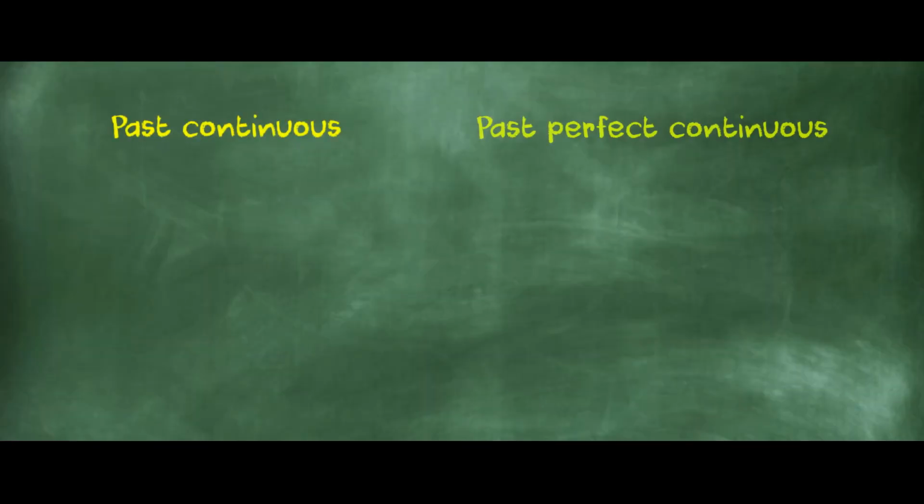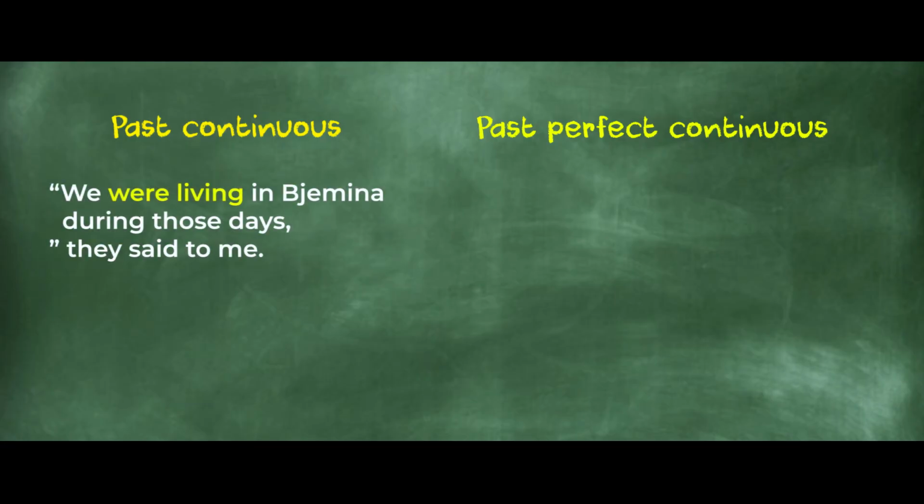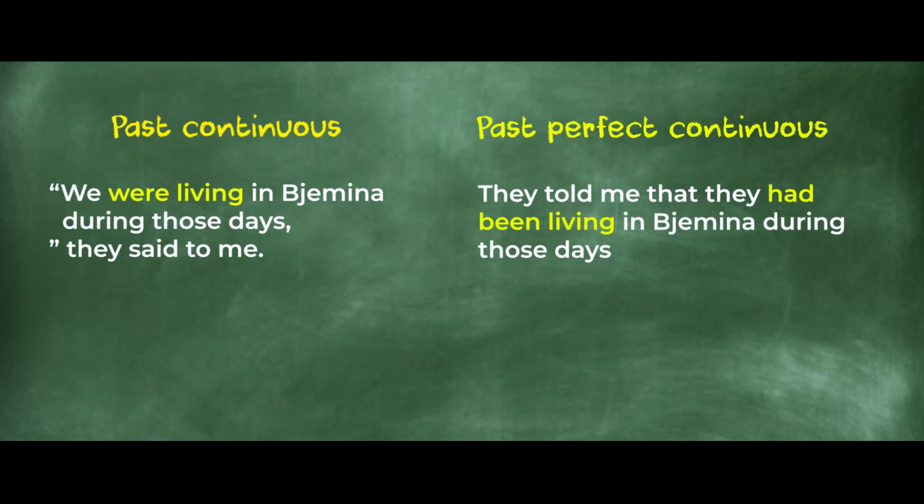Similarly, past continuous changes to past perfect continuous. So now let's look at some of the examples here. We were living in Gemina during those days, they said to me. So when we change that statement to indirect speech, it becomes, they told me that they had been living in Gemina during those days.